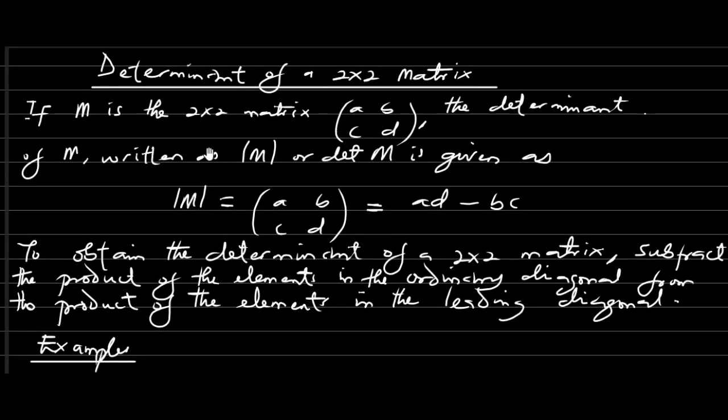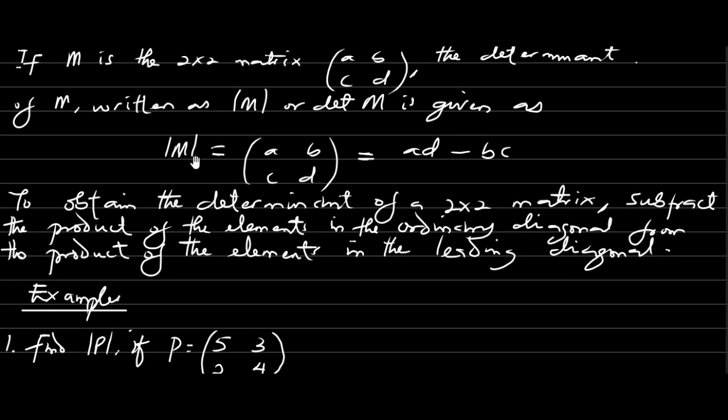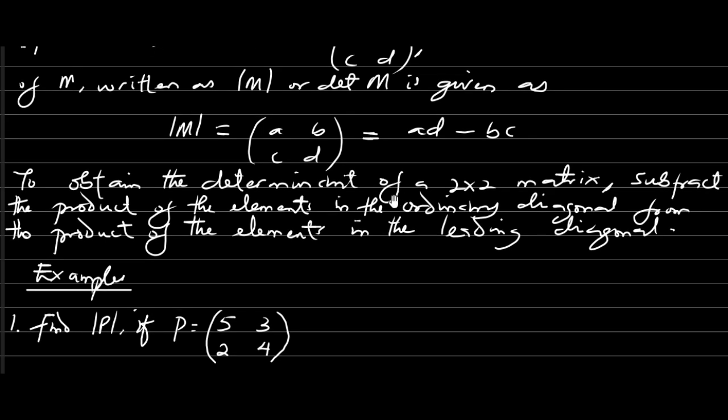So we move to the determinant of a 2 by 2 matrix. If M is the 2 by 2 matrix A, B, C, D, the determinant of M, written as |M|, these vertical bars represent determinant, all right? Or det M, is given as: M equals A, B, C, D, which is equal to AD minus BC.